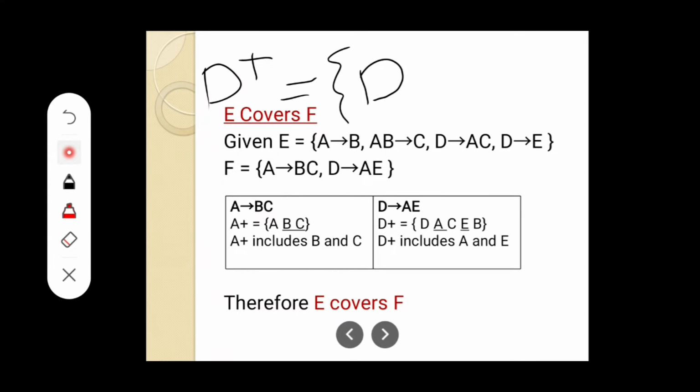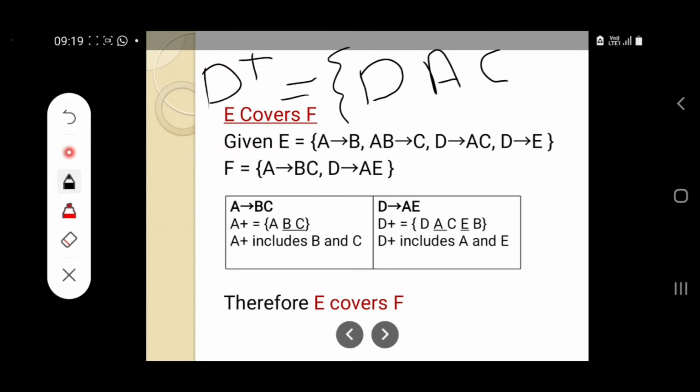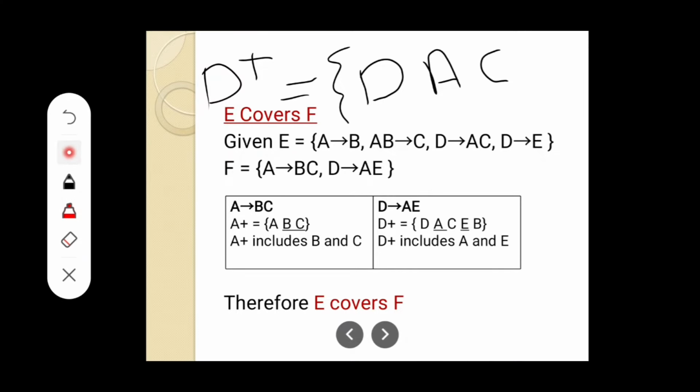Now what will be the second value? You check anything that is starting with D. Yes, D determines AC, so we can write A and C here. Now anything starting with A? Yes, A determines B, so we can also write B here.